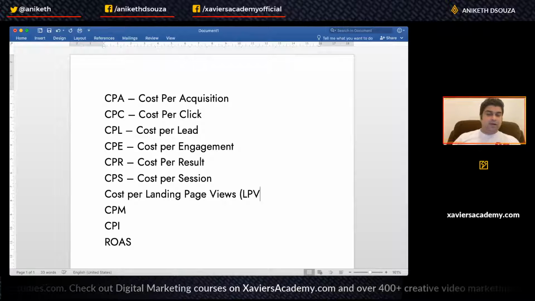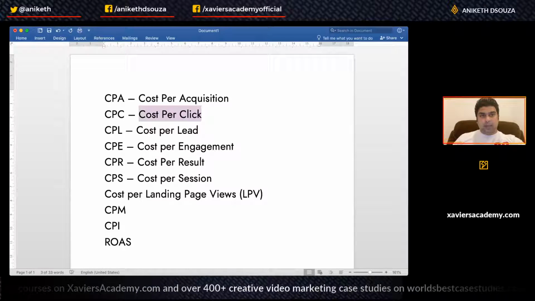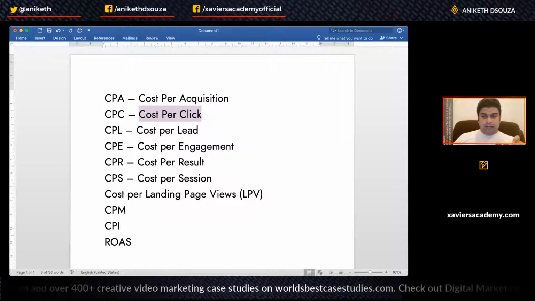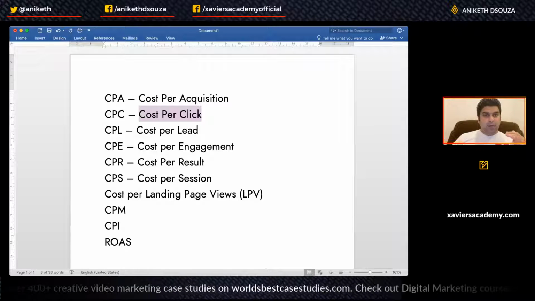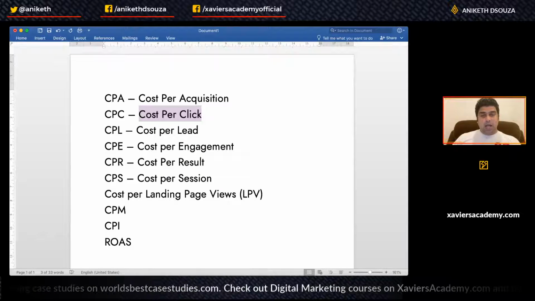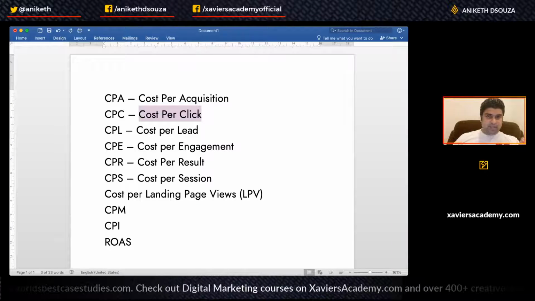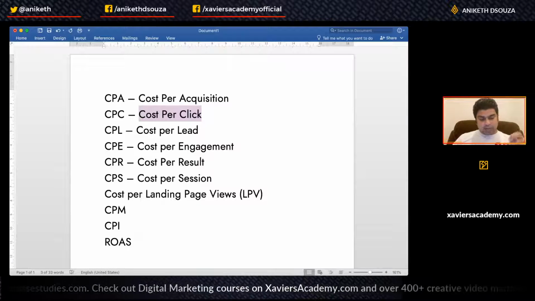Now I'll tell you the difference between LPV and cost per click. This is usually the objective difference that you have. You can either optimize your campaign for cost per click, or you can optimize it for cost per landing page view. When you optimize towards cost per landing page view, you are no longer optimizing your traffic to just get clicks, but to make sure that the person clicks on those ads, actually visits the website, and spends time there.